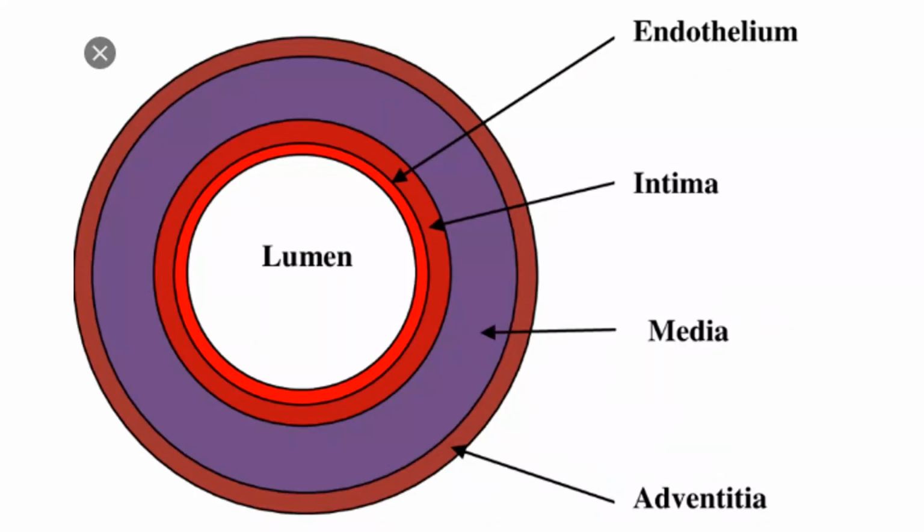This is a cross-section of a blood vessel, and we can say it is a cross-section of an artery, and it has a lumen, space where the blood flows in. What does the blood need? It needs a very smooth surface so that it does not clot. This smooth surface is supplied by what? It is supplied by simple squamous epithelium called the endothelium.